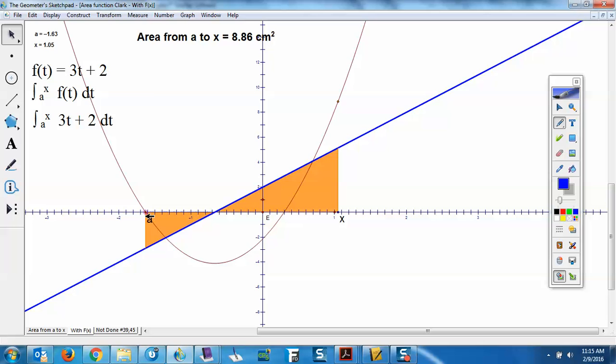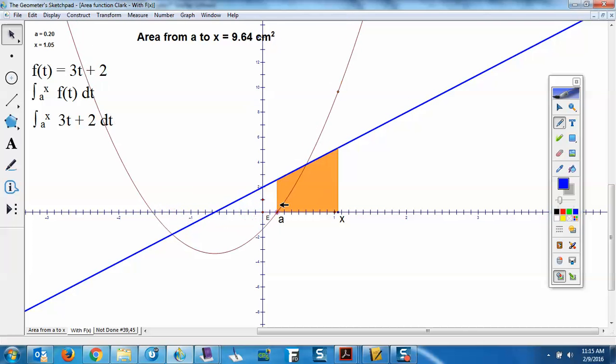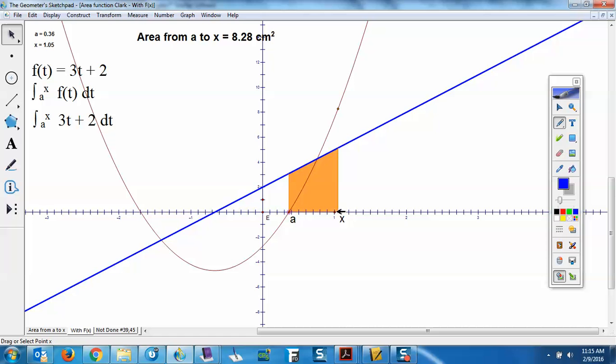You're exactly right. When I shift the left endpoint, it just makes that graph. So let's move it to there. All the same things apply. This is still positive area. This is still negative area. I'm still losing this negative area through here.